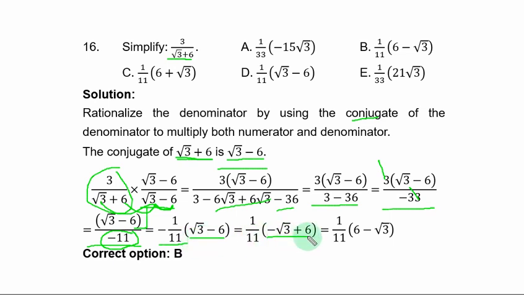You interchange the position of minus root 3 and plus 6. You know, addition is commutative. Minus root 3 plus 6 is the same as plus 6 minus root 3. You have this final result. By this, the correct option is B.